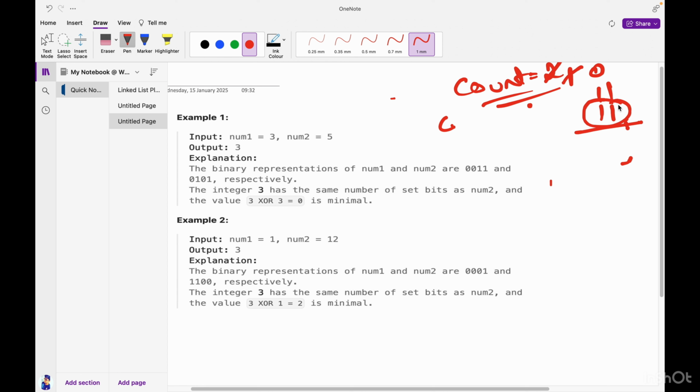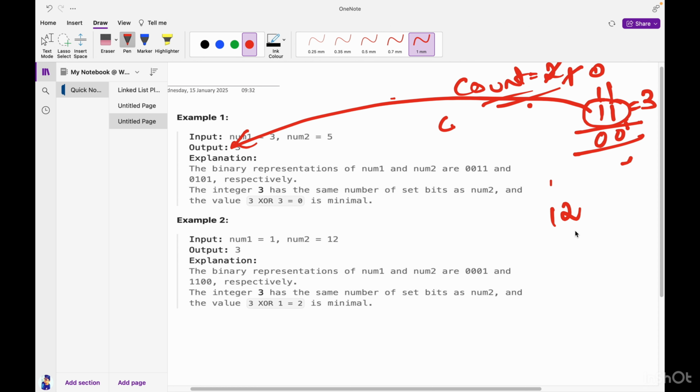What is this number? 3. What is their XOR? 0. Minimal XOR we have got. And what is the answer of this question? 3. Now for this question, num2 equals 12.